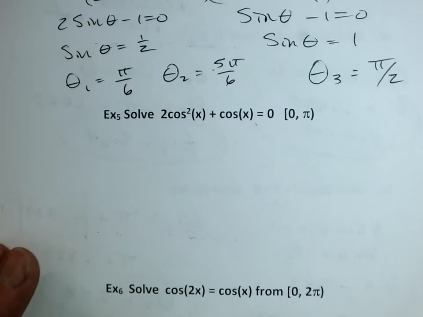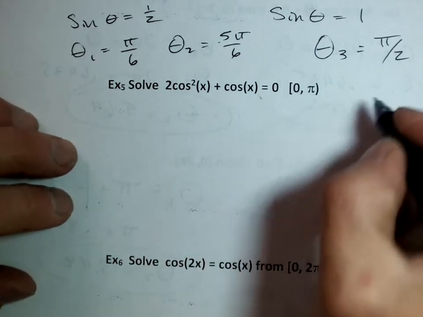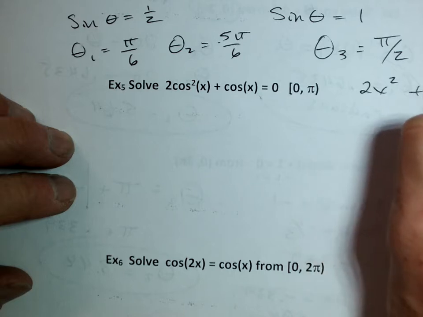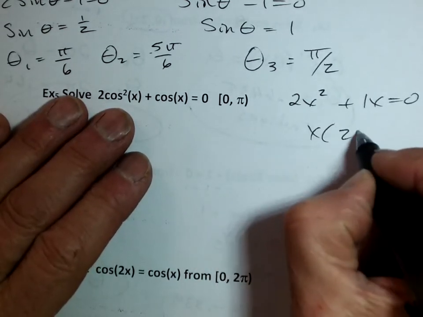Okay, before you do 5, let me show you what's going on. If I had 2x squared plus 1x equals 0, how would you solve? What would you do? Factor. No, common factor. Oh, very good. Common factor on x, and I have a 2x plus 1, right?